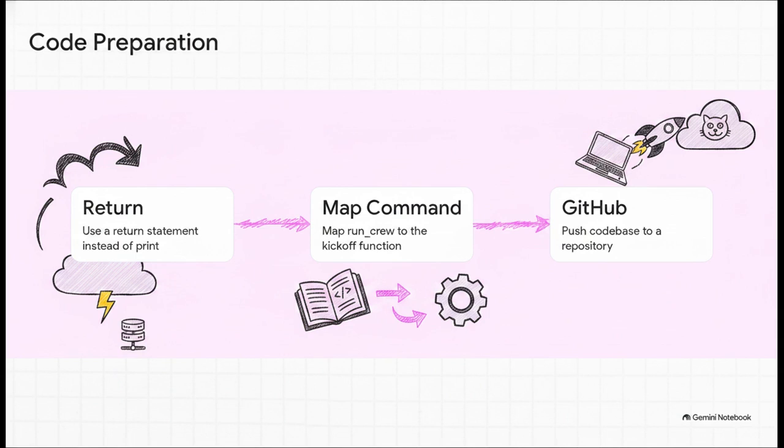Second, map the command. Open up your pyproject.toml file and map the execution script so that when the cloud runs the run_crew command, it points directly to your main kickoff function. Third, once those tweaks are dialed in, go ahead and push your entire code base to a GitHub repository.